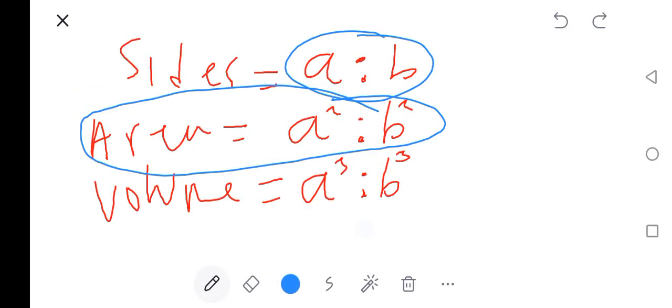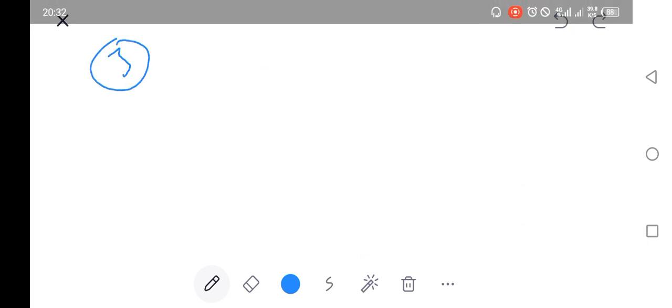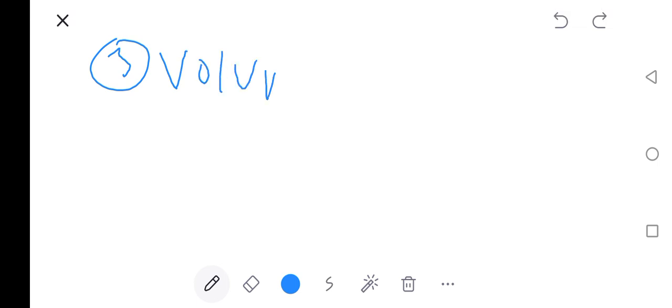So we're now going to volume. We apply this. So volume, we are going to say number 3. To find volume, we need to use A to the 3, B to the 3.